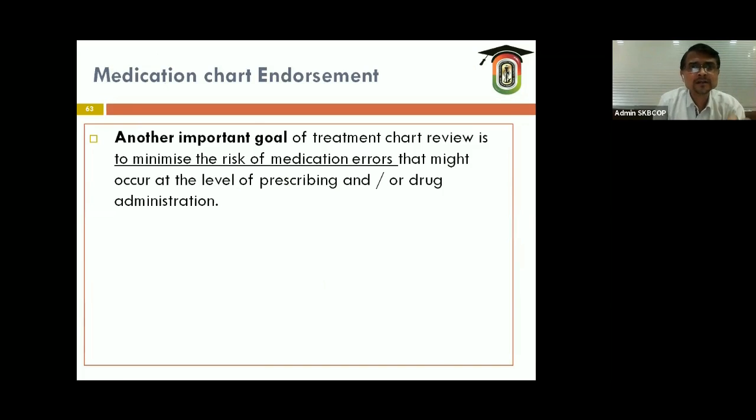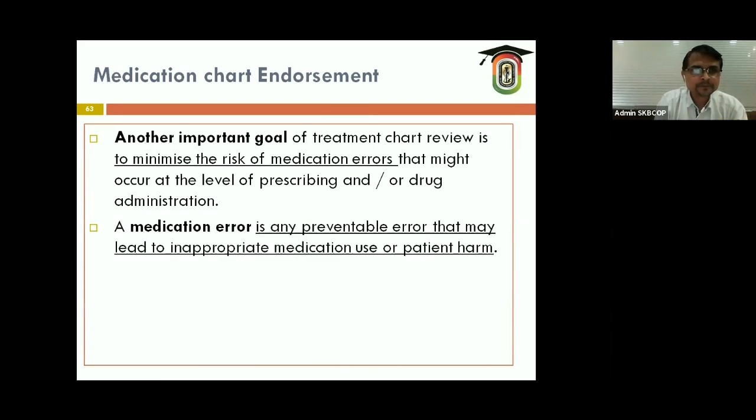Another important goal of treatment chart review is to minimize the risk of medication error that might occur at the level of prescribing or at the level of administration. ठीक है, so दो जगह मेडिकेशन एरर हो सकता है, प्रिस्क्रिप्शन लिखते समय और एडमिनिस्ट्रेशन करते समय. सो जब हम चार्ट का रिव्यू करते हैं तो ये दो चीजें भी हमको इंपॉर्टेंटली रिव्यू करना है.